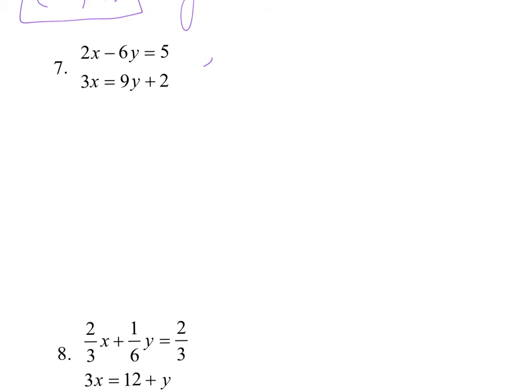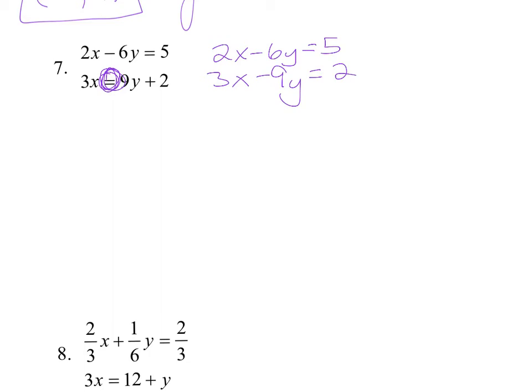Okay, 2x minus 6y. There we go. Okay. And a 3x equals. This is a problem. I need it on the other side of the y there. So I've got 2x minus 6y equals 5. And 3x, I have to subtract the 9y to get it to the other side. All right, now I've got them all in order.